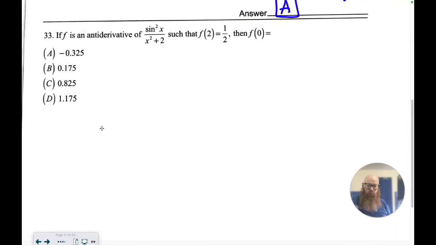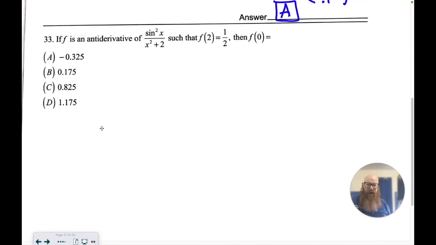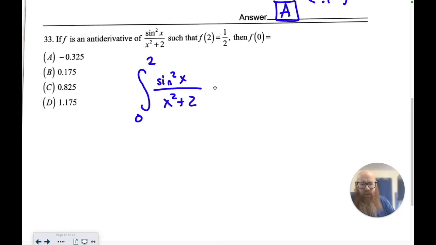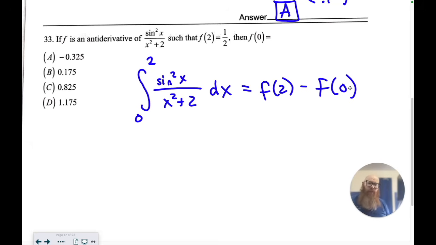All right, on to number 33. So if f is an antiderivative of that, okay. So this is one where they want us to use the fundamental theorem of calculus. So the way I do it is I take the integral of sine squared x over x squared plus 2 from 0 to 2 dx. And if f is the antiderivative of this, that should equal f of 2 minus f of 0. This is the fundamental theorem of calculus. The antiderivative is usually capital F, and it's capital F of A minus capital F of B, but in this case, little f is just the antiderivative. Now, we know that f of 2 is 1/2, and f of 0 is the thing that we're solving for.